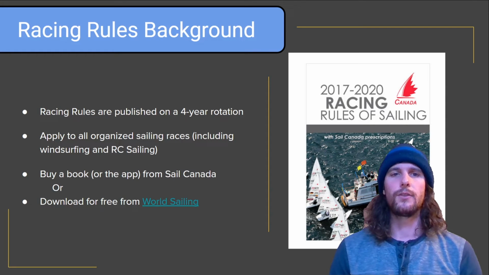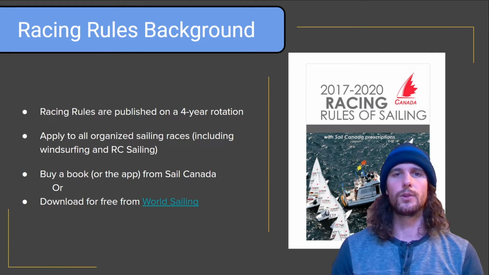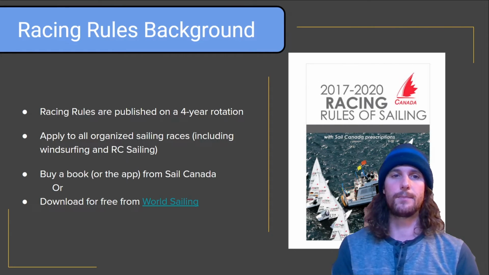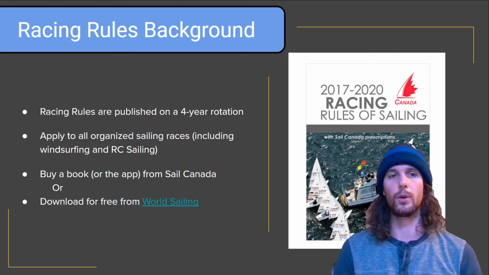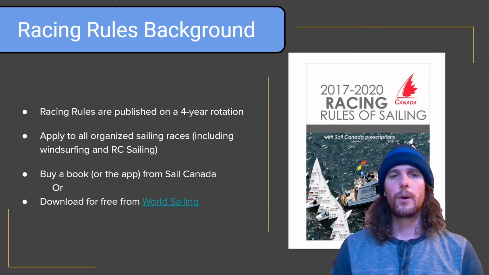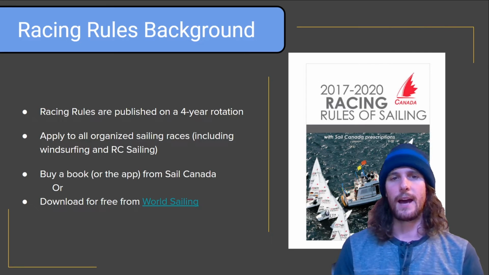Before we start, I'll give you a little background on what the racing rules are. So the racing rules come in a book or a PDF document that's published on a 4-year rotation by World Sailing. They apply to all organized sailing races, including windsurfing and remote control sailing, and equally, they apply from club level events all the way up to the Olympic sailing. You can buy a copy of the rulebook in Canada from Sail Canada, the national sailing organization, or you can download a copy for free from the World Sailing website. That's sailing.org.